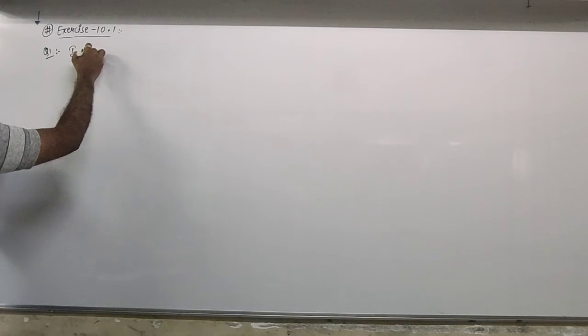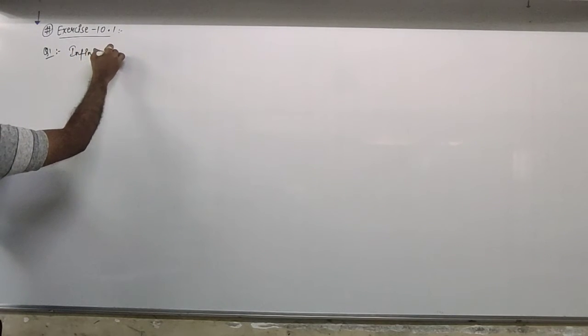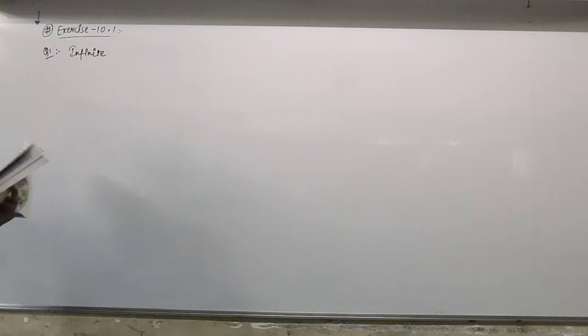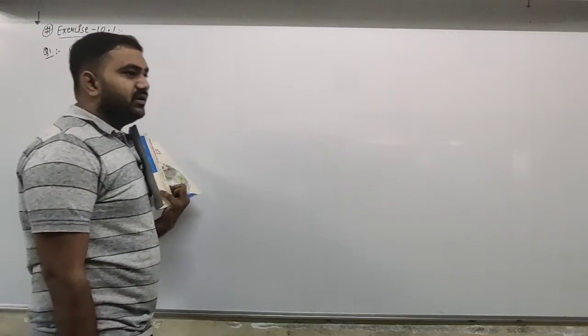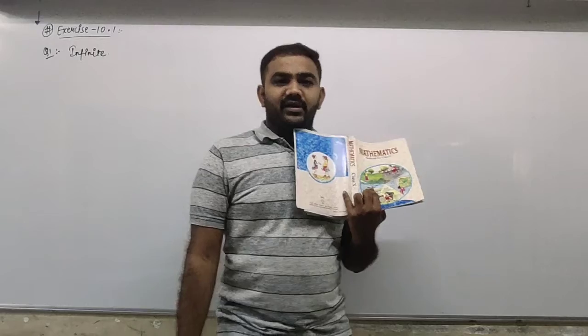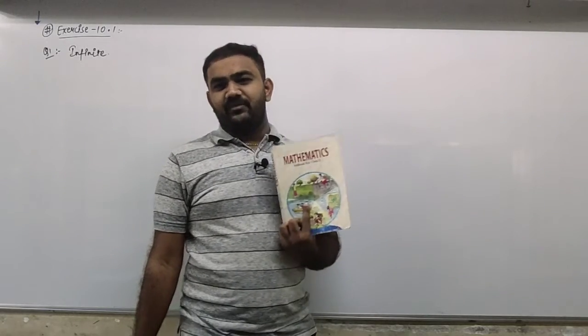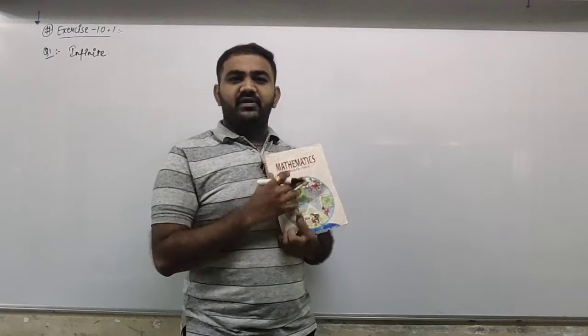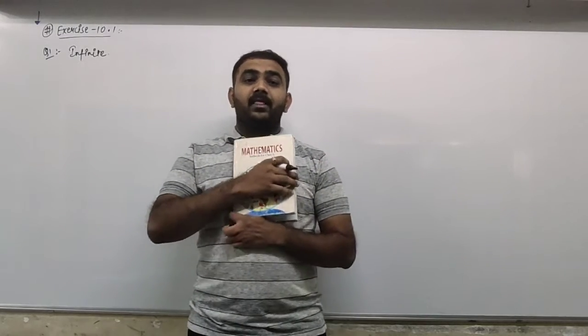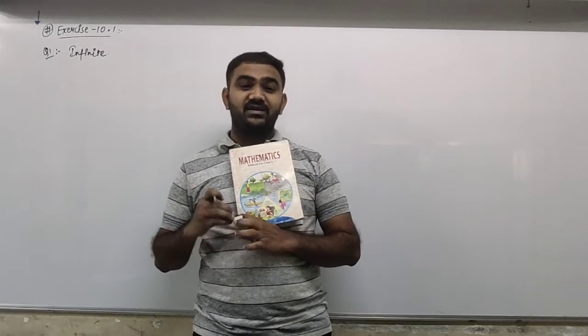How many tangents can a circle have? Infinite. Why infinite? Because a circle is made up of infinite points. A circle is made up by joining infinite points which are located at a fixed distance from a fixed point.